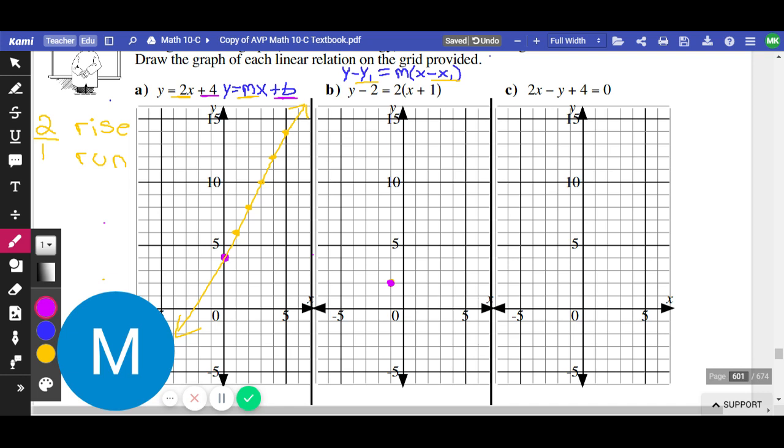Fantastic. And again, we're going to use our slope to map out our next spot. The slope is up 2 over 1, right? There's my m value right here. Up 2 over 1, over and over again, and you create this line.